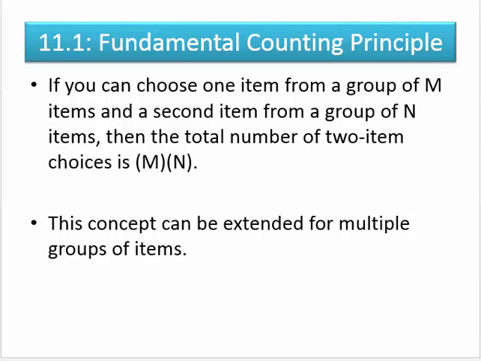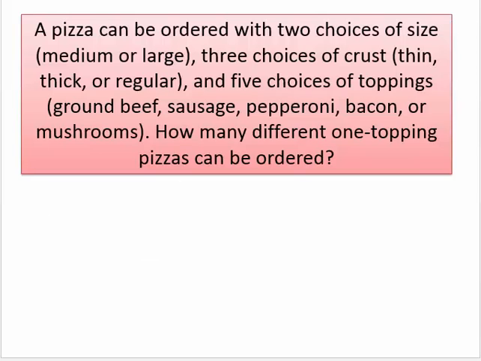Fundamental counting principle, sometimes called the multiplication counting principle, can be used in situations when you have to figure out the total number of choices you may have. I think when you see some examples it'll make sense to you. Look at the first explanation there. If you can choose one item from a group of m items and a second item from a group of n items, then the total number of two-item choices is m times n. This concept can be extended for multiple groups of items. Now that might not make any sense at all, but as soon as you see an example of what they're talking about, I think it'll make sense to you.